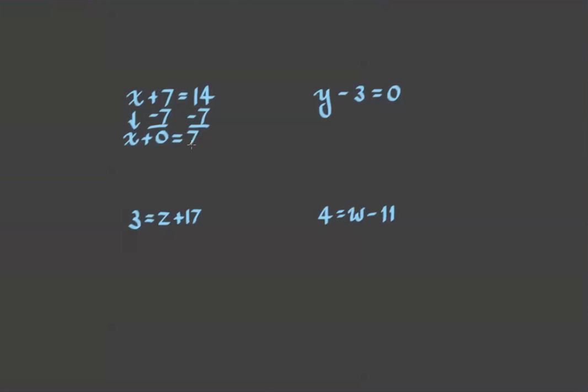Negative 7 and positive 14 gives us 7. If you add nothing to x, it's just x, which is 7. And there's our solution. X is 7. Okay, let's try another one.